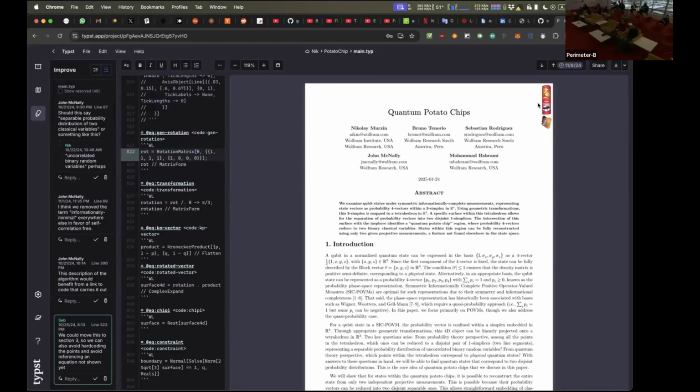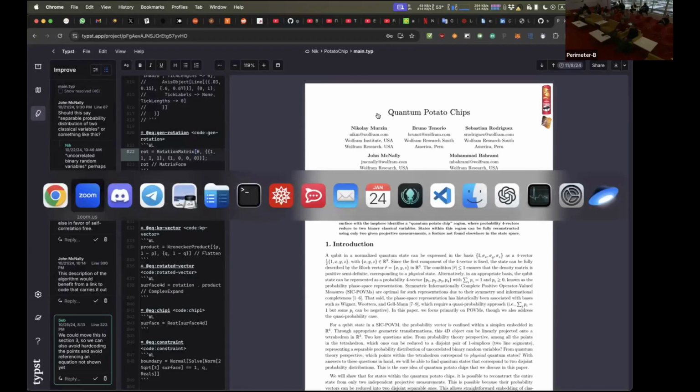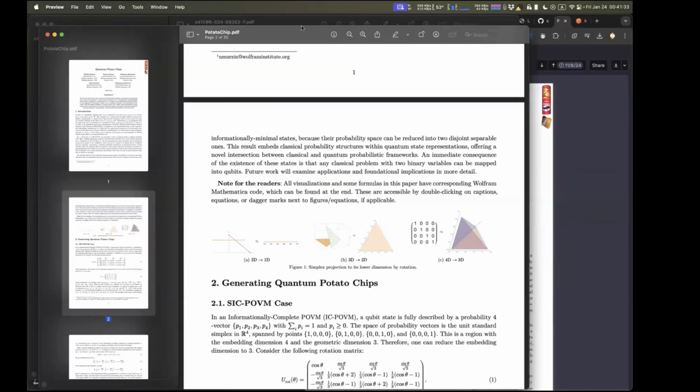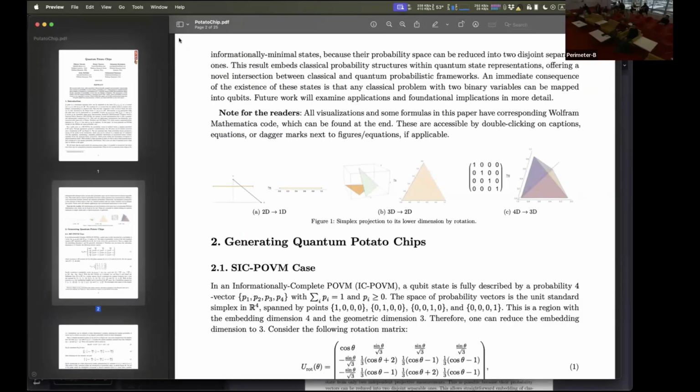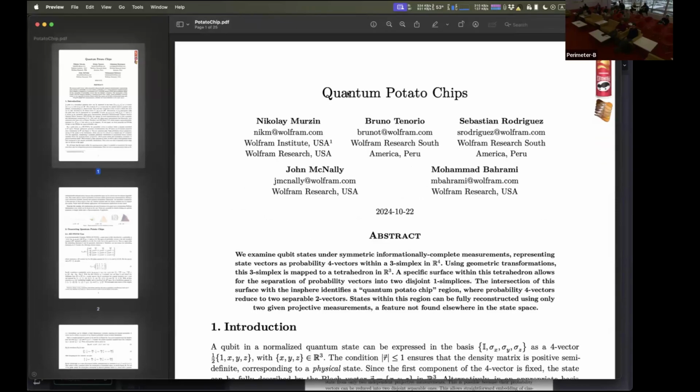Can you zoom in on that quite a bit? The screen is quite small for us, so you need to zoom in. I think I have a normal version. Just make it full screen. There you go. That's good.